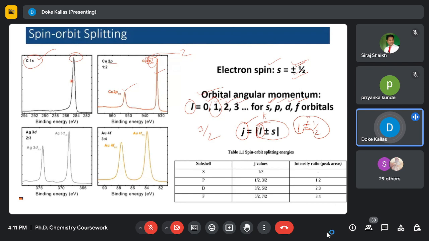Okay. Now, one more important concept is chemical shift.